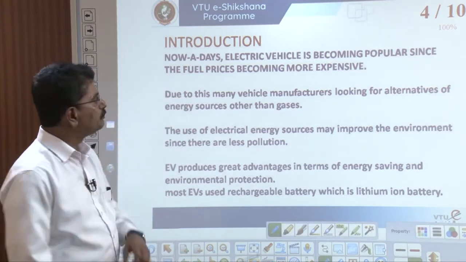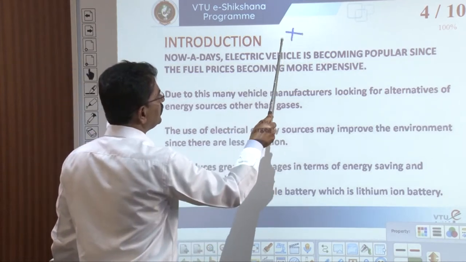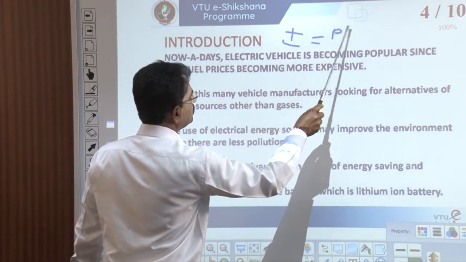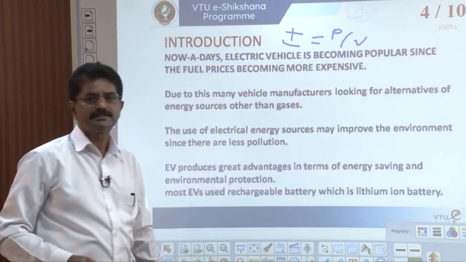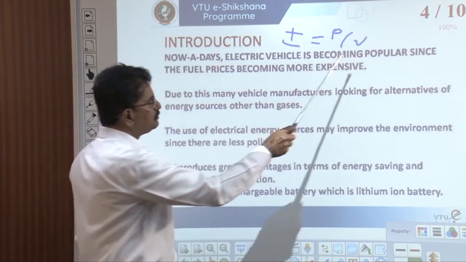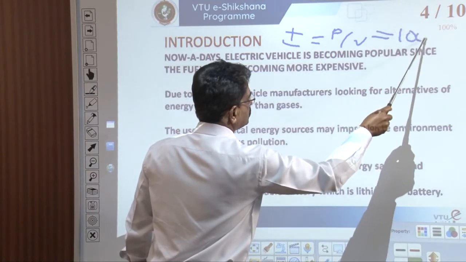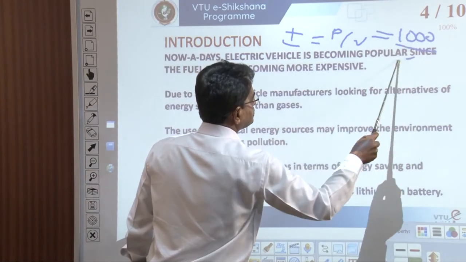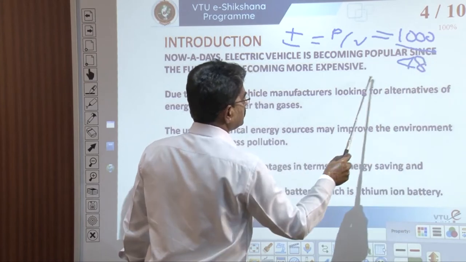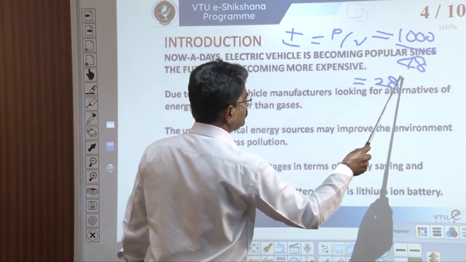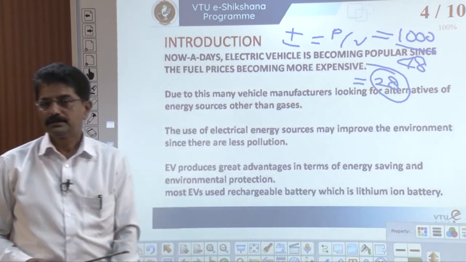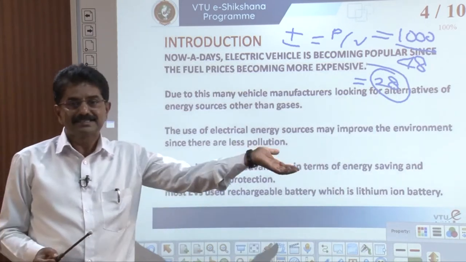The question is how to get a 28 ampere. We need I is equal to P by V, I is equal to P divided by V. This equation we already studied. Here P is equal to the power. Let us say there is a 1 kilowatt, 1000 watt. Voltage, there is a 48. Approximately, let us say the current is a 28 or a 29 or a 30 ampere current. The question is how to get this current.